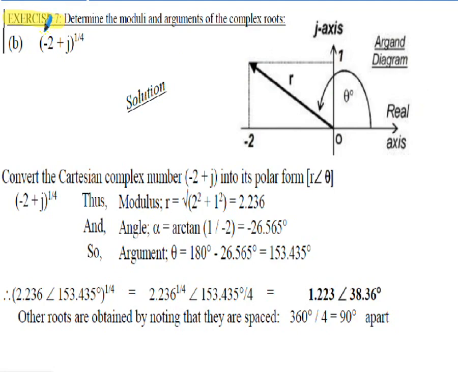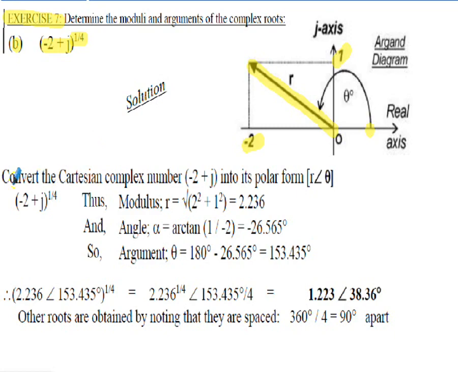Exercise 7 solutions continued. This is part B. We're given the complex number -2 plus j all to the power of a quarter. We plot this on an Argand diagram, then -2 on the real axis, +1j on the imaginary j-axis. Our phasor resides in the second quadrant of the Argand diagram. So angle theta we must measure. Don't forget it's always measured from the real axis in anti-clockwise direction, positive.